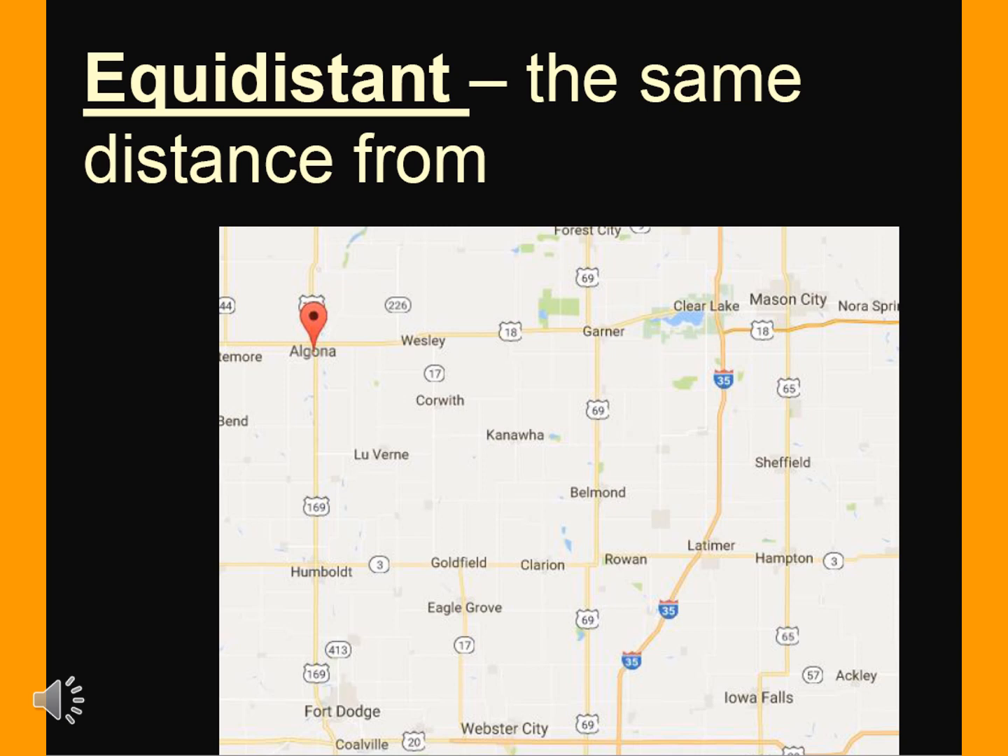So first, I want to introduce a term that is important in this section. It's the term equidistant. And if you just look at what that word means, you should be able to get the idea of equal distance out of it. Equidistant just means the same distance from. So I might say, for example, that Clear Lake and Fort Dodge are equidistant from Algona.